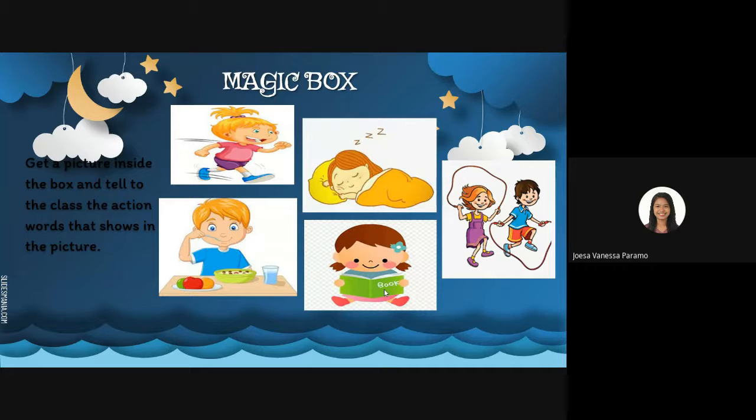So, class, what have you learned today? Okay, very good. Action words. What is an action word? Okay. An action word tells an action that someone is doing or performing.